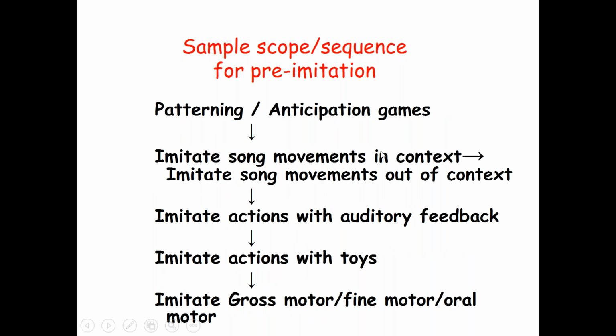So here's a sample scope and sequence for this particular preschool student that I was talking about. The next thing we did after the jump off the table was imitate song movements in context. Now he was attending an inclusion-based preschool, so he was doing circle time 3 times a day, and they had the same songs in their circle repertoire: Wheels on the Bus, We All Get Together, the Days of the Week song, all these songs. And they all had arm and body movements with them. So we would sing the songs with the song movements in context.